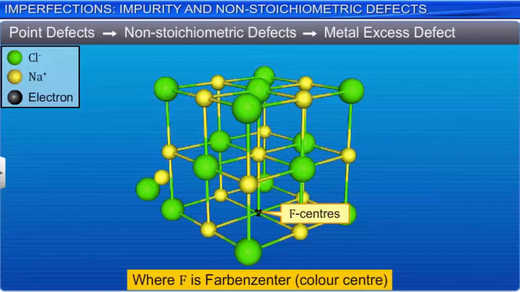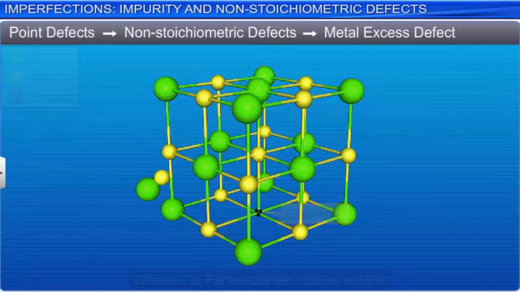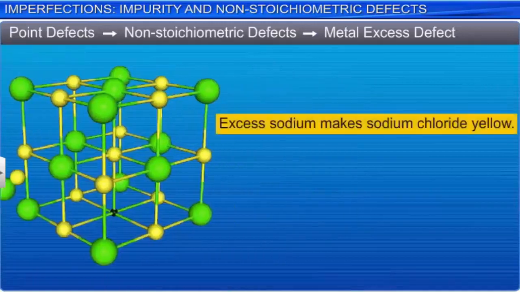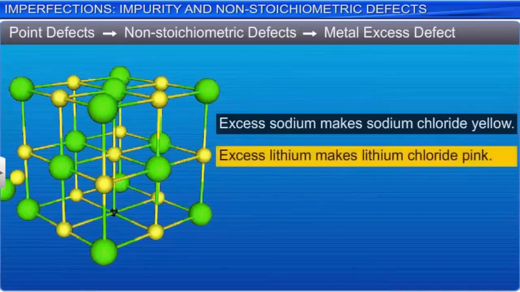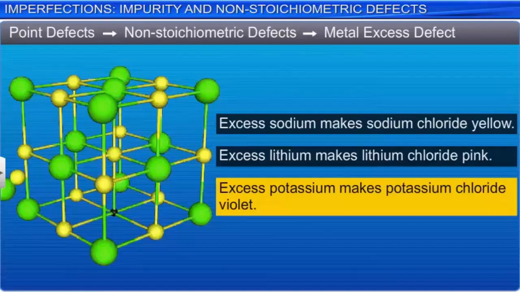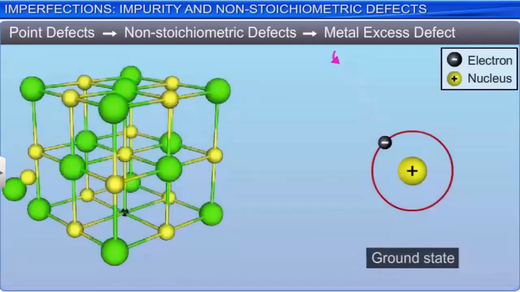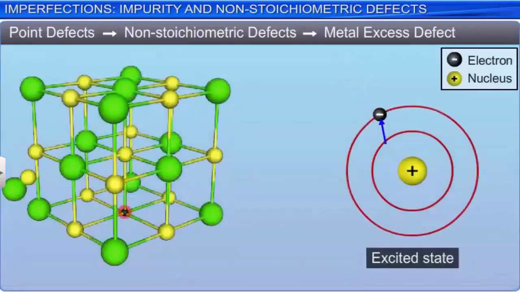The anionic sites occupied by unpaired electrons are called so because they impart color to the crystal. For example, excess of sodium makes sodium chloride yellow. Excess of lithium makes lithium chloride pink. And an excess of potassium makes potassium chloride violet. The reason for this phenomenon is the excitation of the electrons present at the anionic sites of the crystal when they absorb energy from the visible light falling on it.